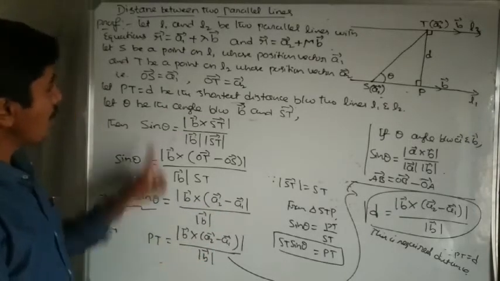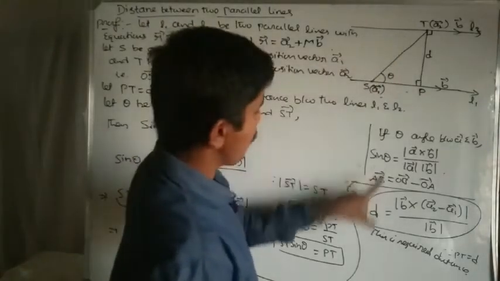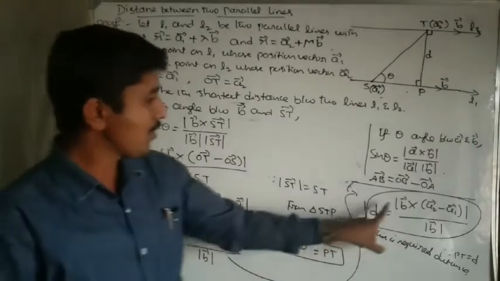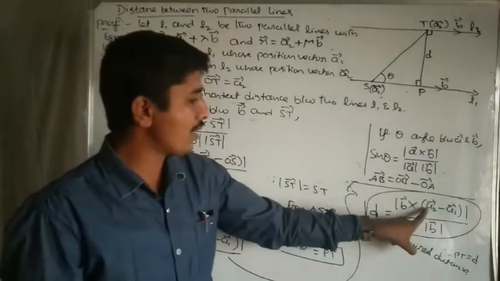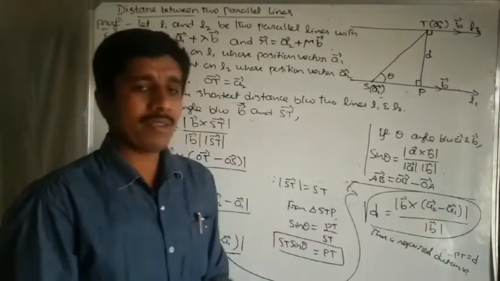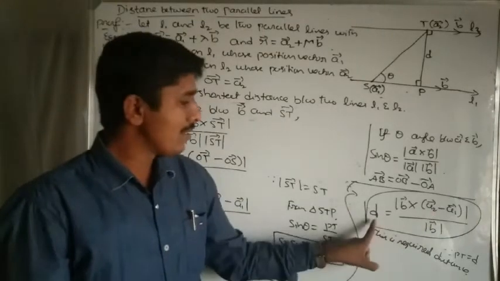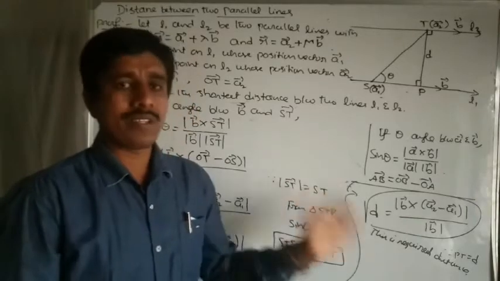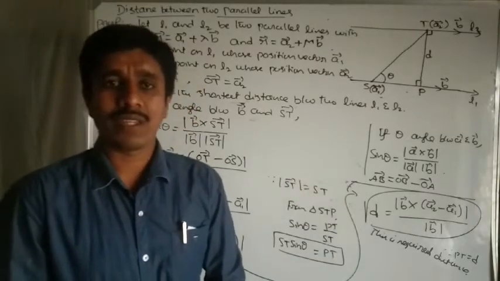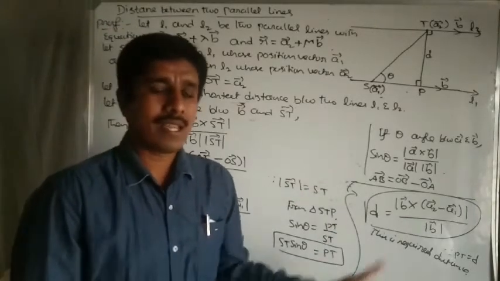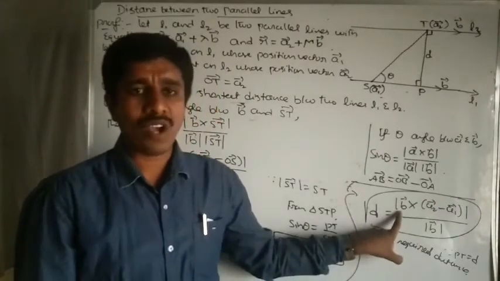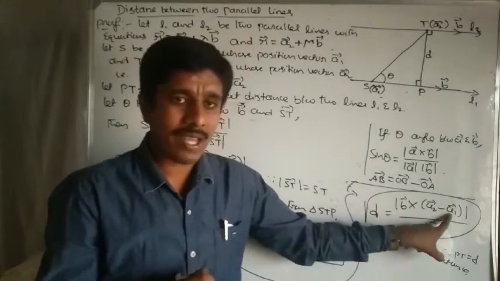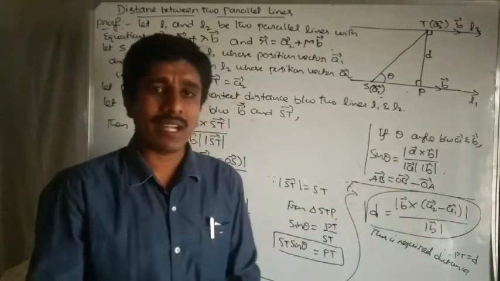Here PT is denoted by D, this distance D. Substitute D for PT. Then D equals magnitude of vector B cross vector A2 minus vector A1 divided by magnitude of vector B. This is the required distance between two parallel lines. Mind it. What is the formula for distance between two parallel lines? The required distance equals magnitude of vector B cross vector A2 minus vector A1 divided by magnitude of vector B.